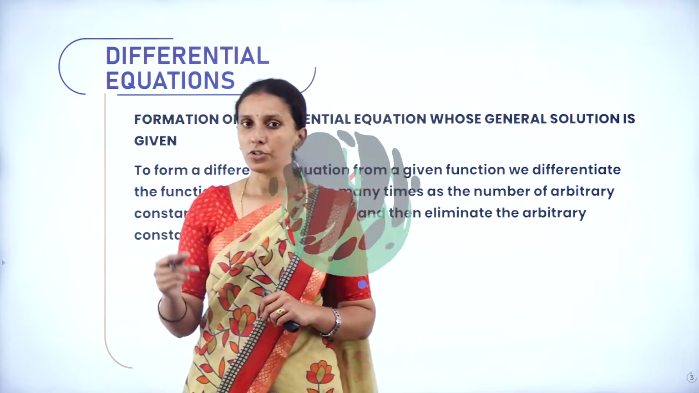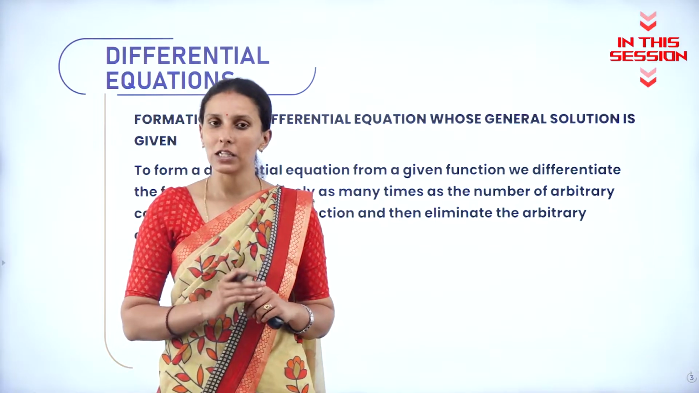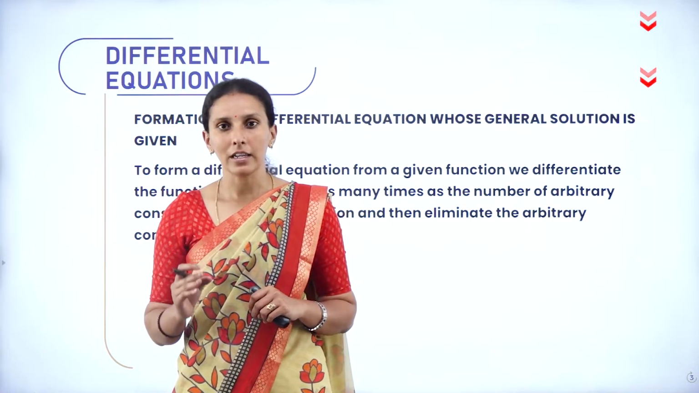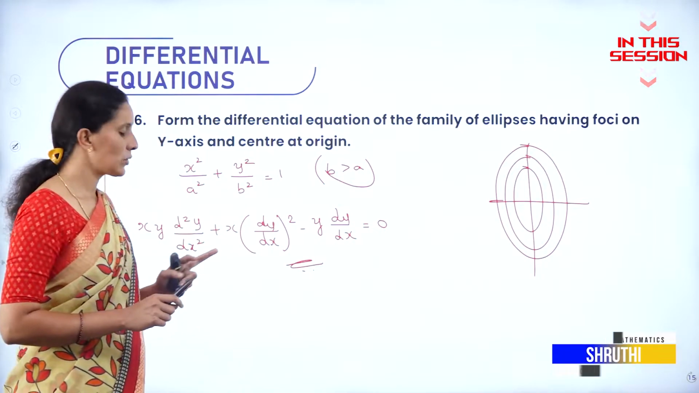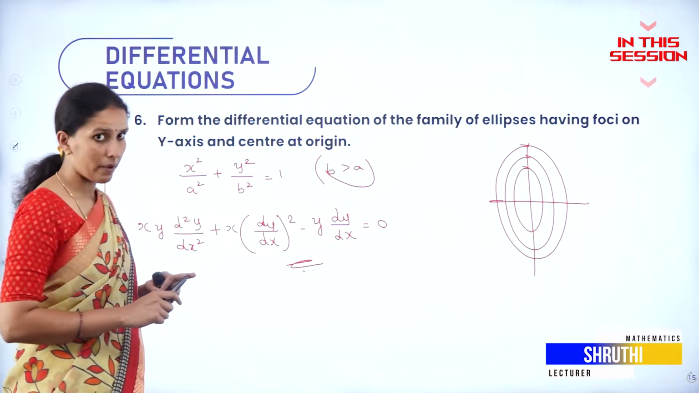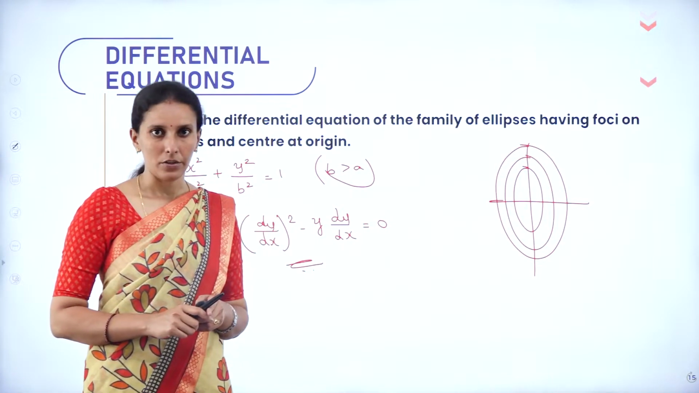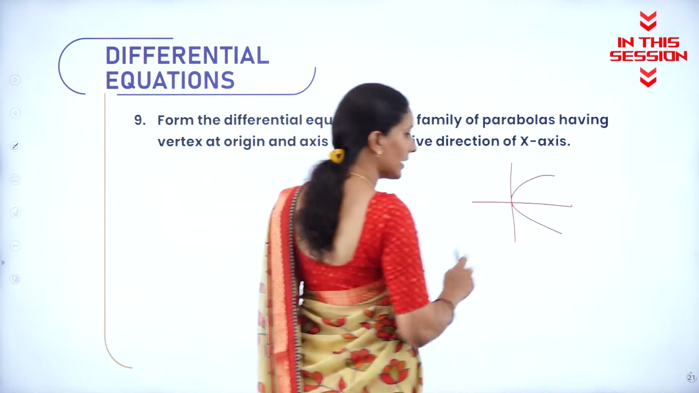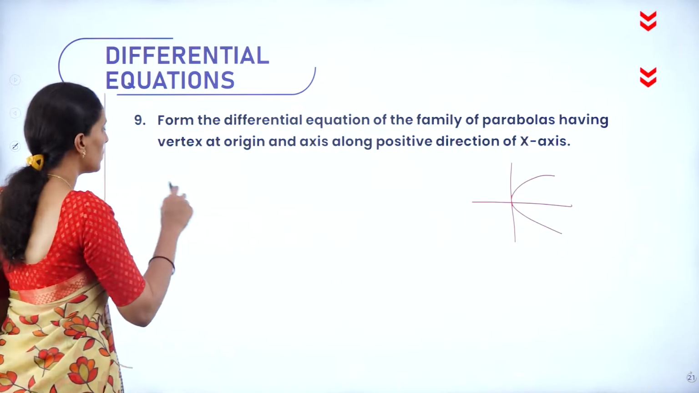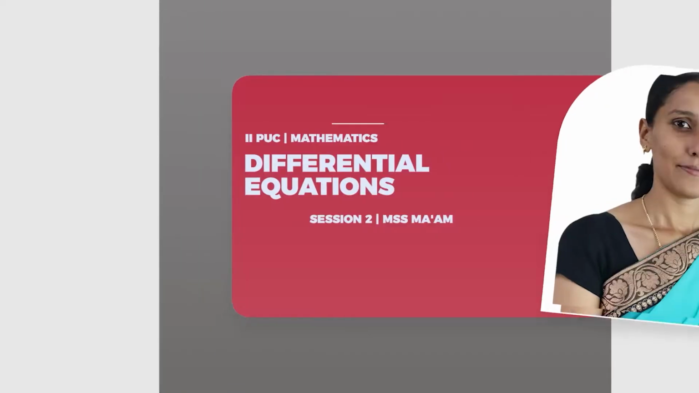In general solution, the solution contains an arbitrary constant, whereas particular solution is free from any arbitrary constant. The differential equation is xy d square y by dx square plus x into dy by dx whole square minus y into dy by dx is equal to 0. If the axis is along the positive direction of x-axis, then it is clearly a right-handed parabola whose equation is y square is equal to 4ax.